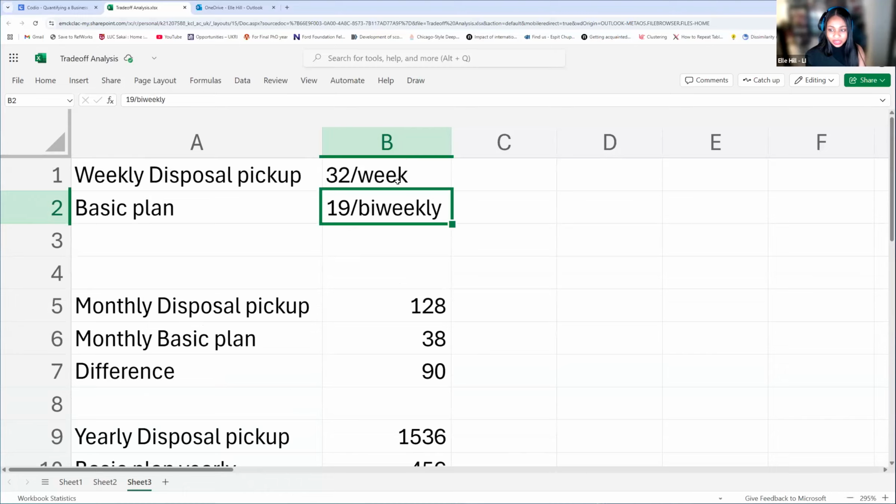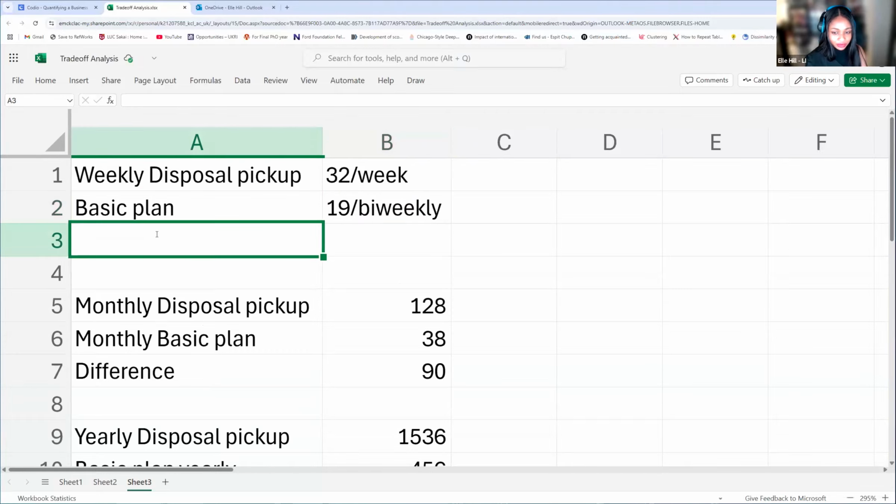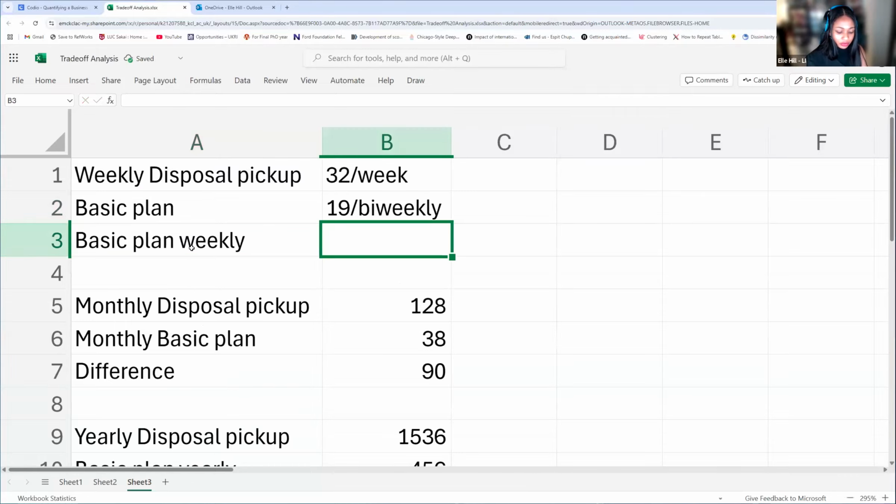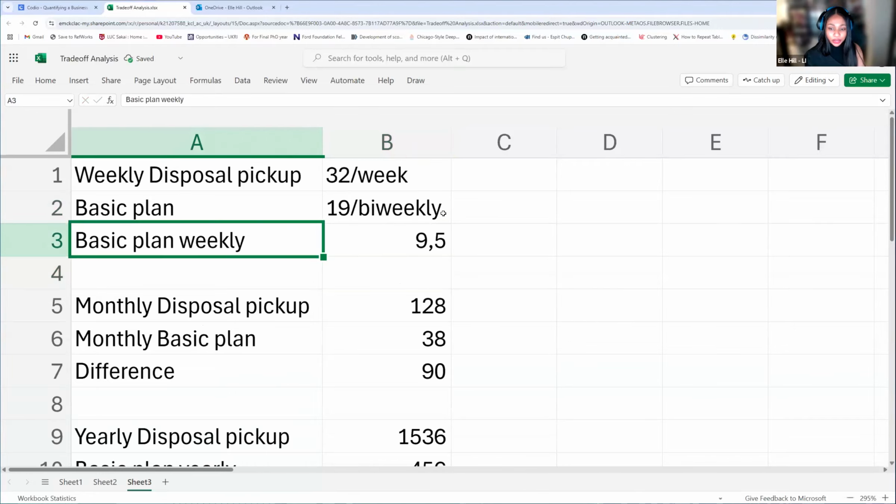So this one cost kind of throws everything off. Since 19 is bi-weekly, yeah, exactly, we need to divide this by 2. Well done. Excellent catch. So basic plan weekly is going to be 19 divided by 2. Great catch. So this basic plan is actually $9.50 per week.